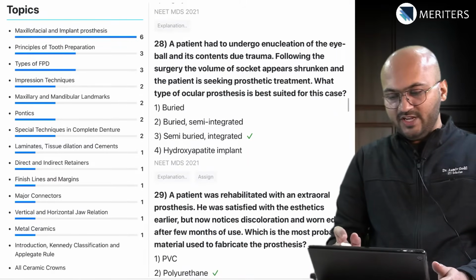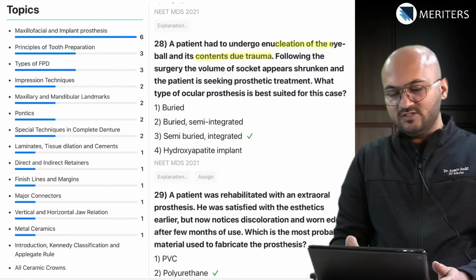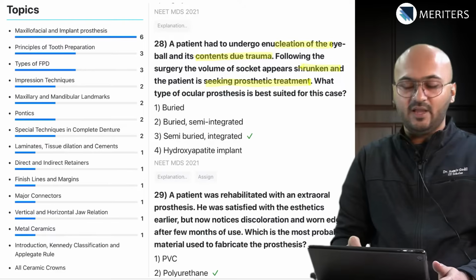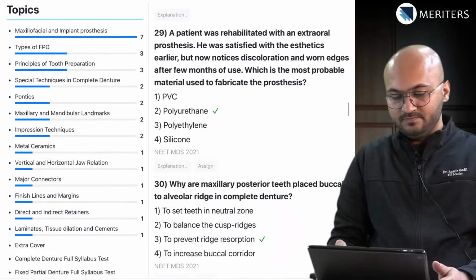A patient had to undergo enucleation of the eyeball and its contents due to trauma. Following the surgery, the volume of the socket appears shrunken and the patient is seeking prosthetic treatment. What type of implant? Semi-buried integrated. This is a maxillofacial question.